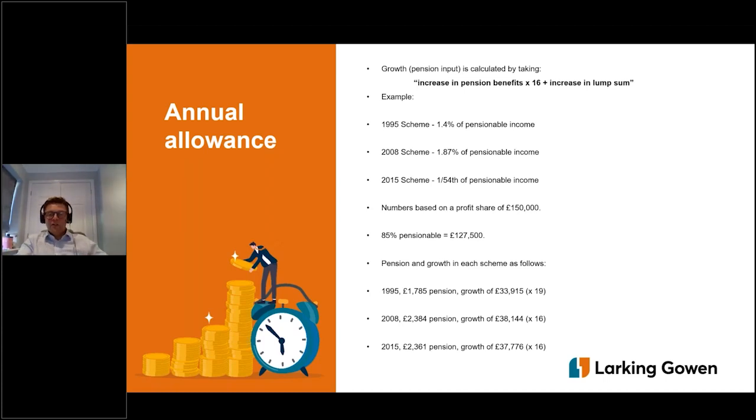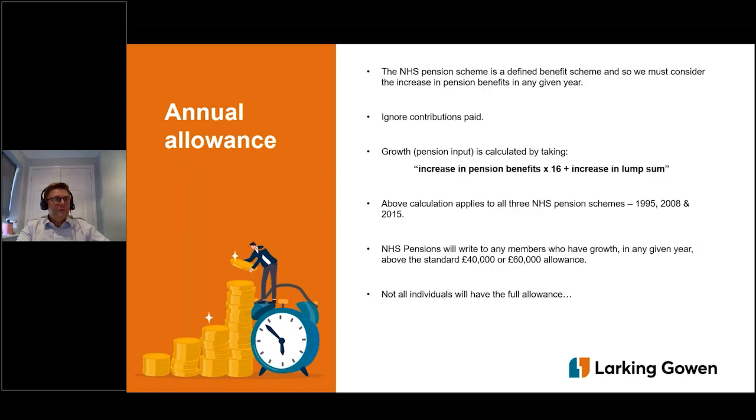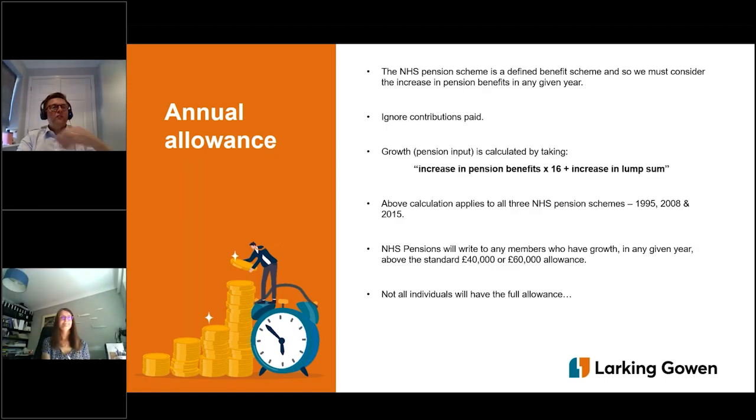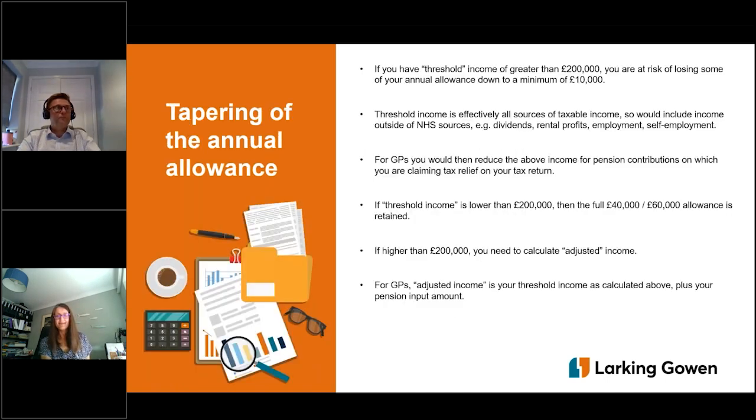So I'm now going to hand over to Lizzie. Actually, I'll just go back that slide again. Yes, so we've covered off how that growth pension input is being calculated. It applies to 95, 2008 and 2015, as we've mentioned. Now, in terms of how you establish that annual allowance, NHS pensions will write to any members who have growth in any given tax year above the standard £40,000 or £60,000 allowance, but they will not know if any individuals are subject to tapering. So at this point, I will hand over to Lizzie, who's going to cover off the tapering of the annual allowance. Lizzie, over to you.